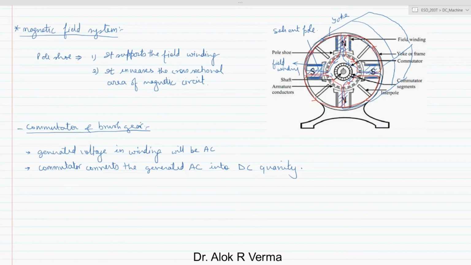Now, where we have seen the field lines also, now we'll see the equivalent circuit of a DC machine.